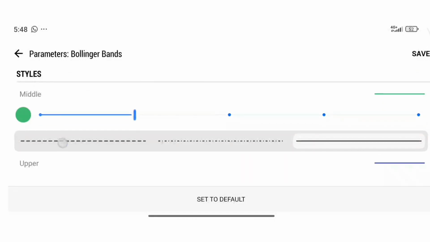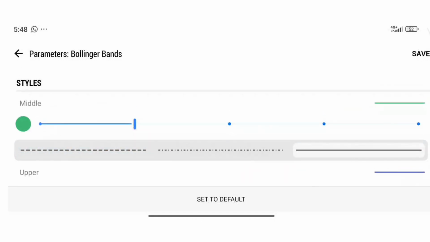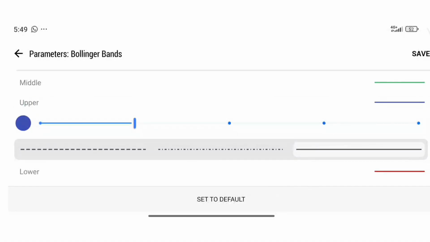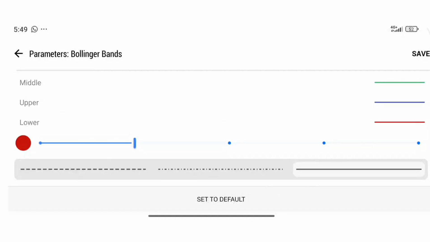Now for the style settings, the middle one should be green. Make sure the middle one is green and just keep it to this level here. Keep it to this level, don't move it to this level, just keep it to this level here. And make sure you tick on this line. We have the dots and all of that, just keep it to this line here. Now the upper one should be blue. As you can see here, this is blue, so make sure it is blue and it should be a line. The lower one should be red, so you have a red line for that.